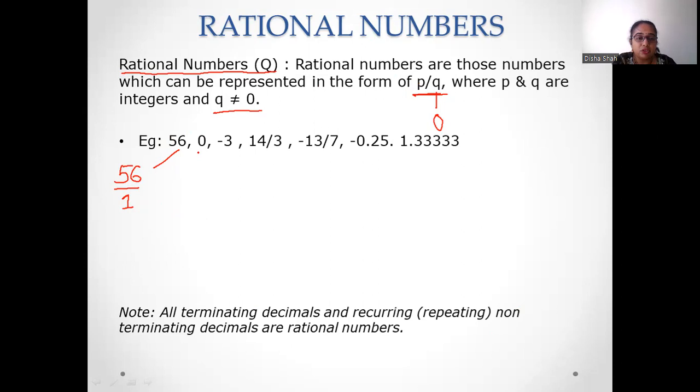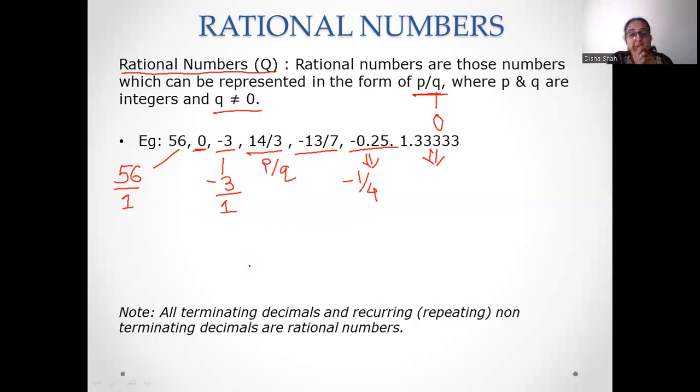I can do that. 0, as I told you, is a whole number and hence it is also a rational number. Similarly, minus 3. All these numbers I can write in the form of a fraction. So minus 3 can be written as minus 3 by 1 and hence it is also a rational number. 14 by 3 is a rational number because I have represented it in the form of P by Q. Same thing goes for minus 13 by 7. Now, as you can see here, the number is written in decimal form. That is minus 0.25. Can I write minus 0.25 as minus 1 by 4? Yes, I can write, and hence this is also a rational number. And similarly, this is also a rational number.